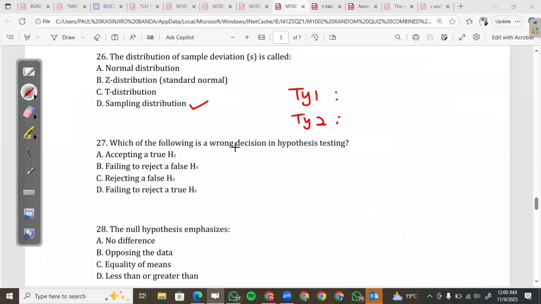So here they're saying, which of the following is a wrong decision in hypothesis testing? Part A, they're saying accepting H naught. H naught is the null hypothesis. So if we accept H naught, is it a wrong decision or a correct decision? Yes, it's a correct decision. If we accept a true null hypothesis, it is correct.